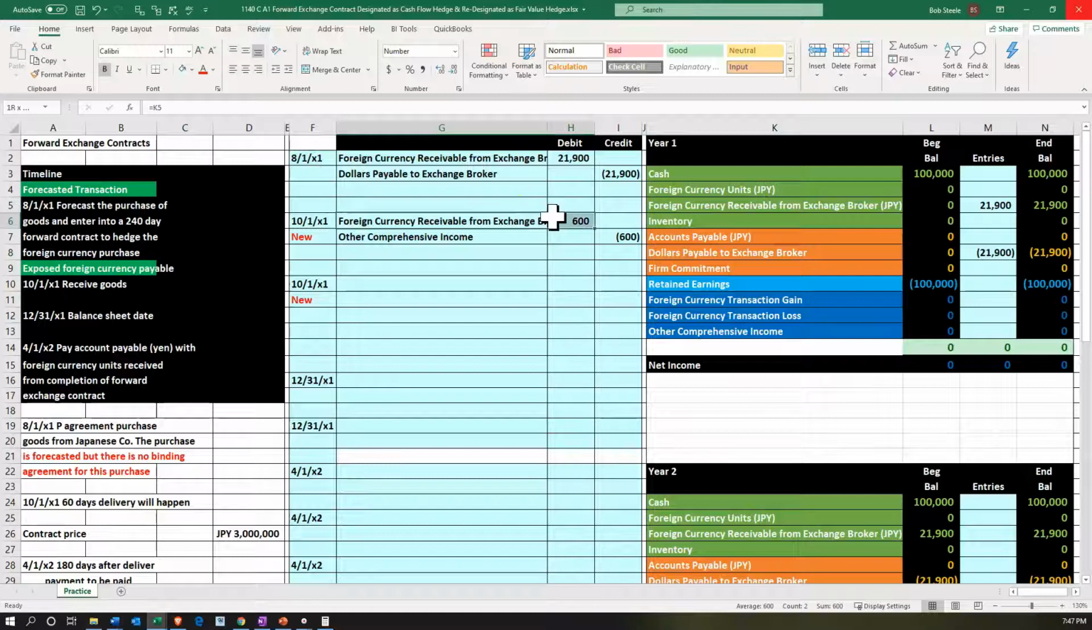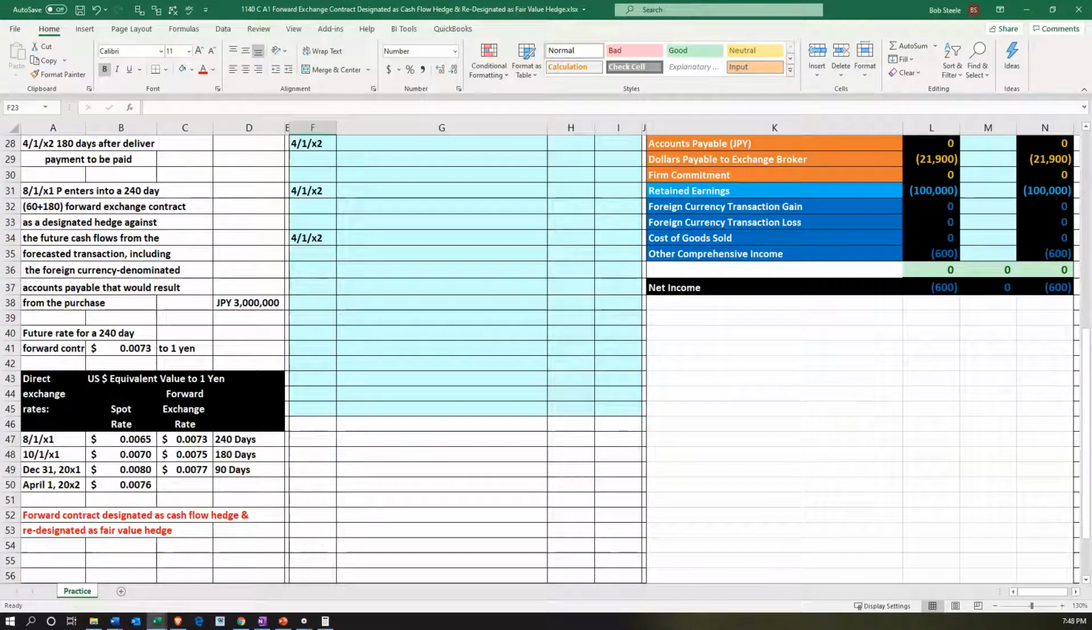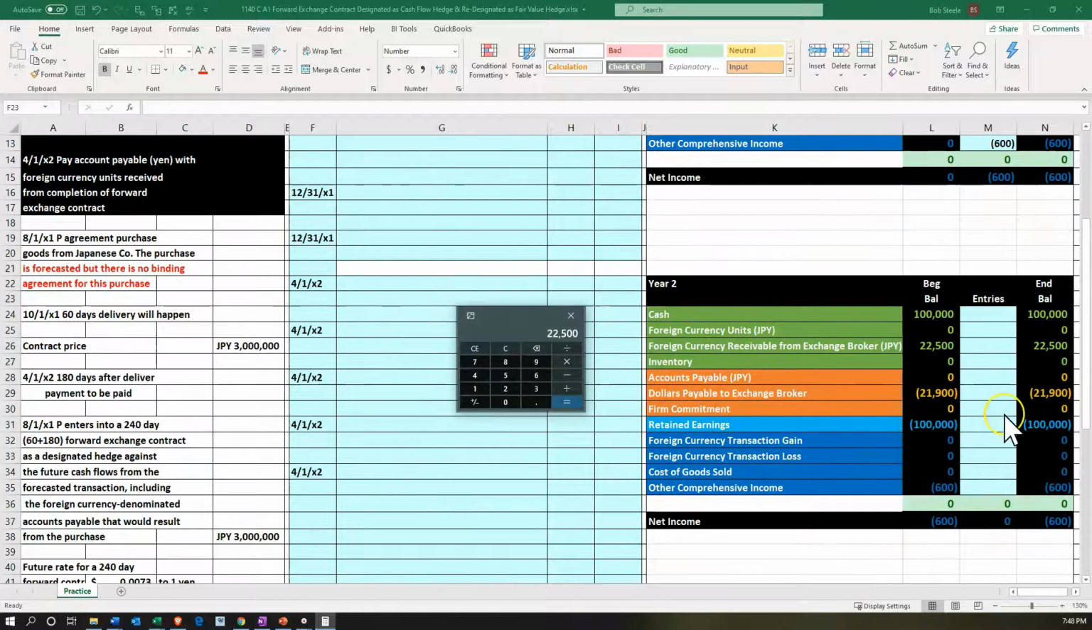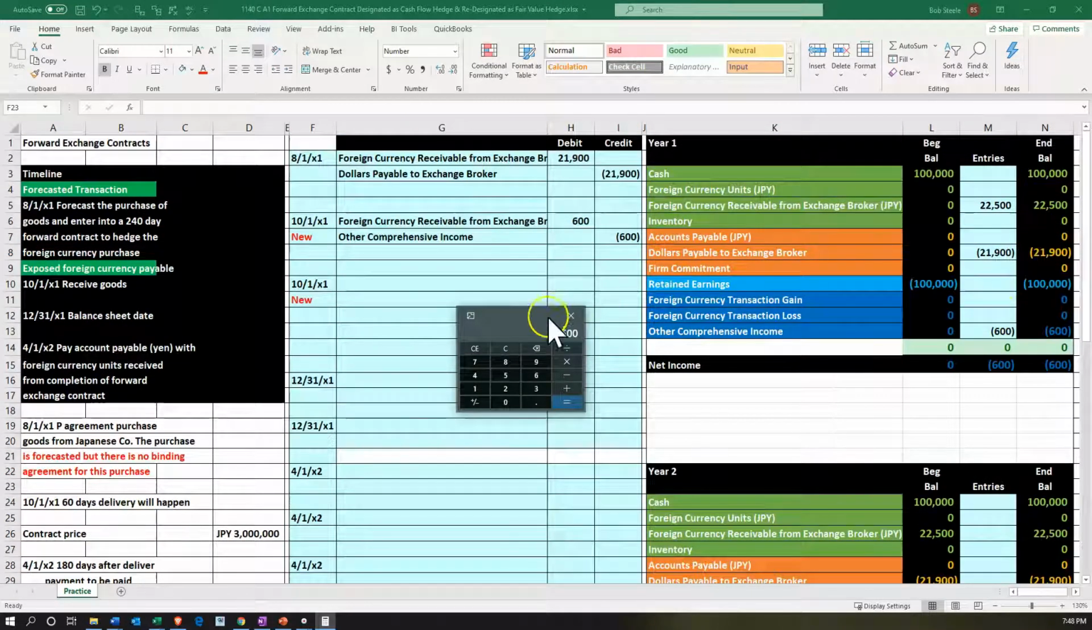Let's go ahead and record this, pulling the calculator out of the way. We have the foreign currency receivable up top. I'm going to double click on it, go to the end of it, say plus, pick up that $600. So there we have it, bringing it up to that $22,500. The other comprehensive income, going down below, is going to be equal to that $600. That $22,500 can be calculated, as we saw, as the 3 million times the 0.0075. There's that 22.5 once again.